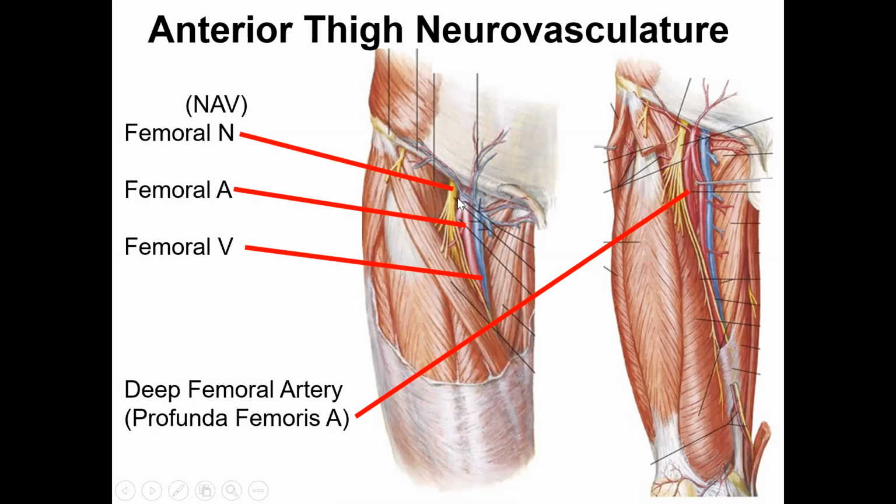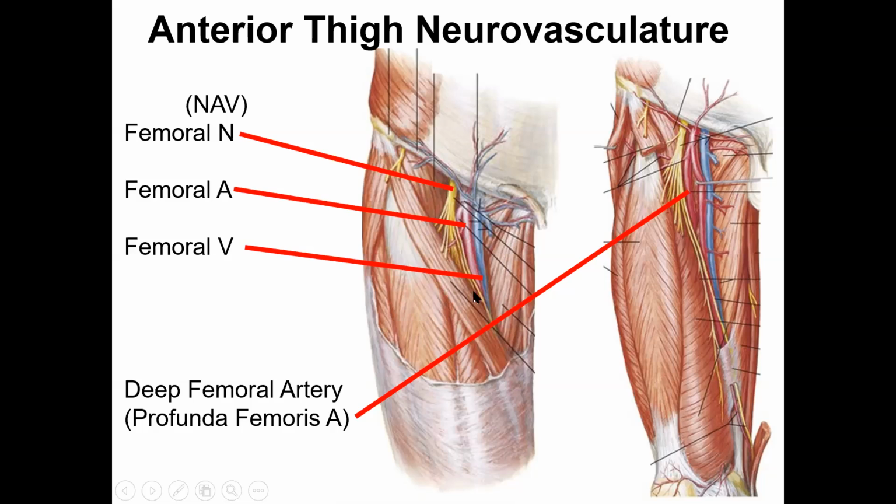So the femoral vessel and nerve are located in the groin region. The femoral nerve is going to innervate all of the muscles of the anterior thigh that we spoke about. So the quadriceps femoris muscle. And next to that is the femoral artery, which is also bringing blood supply to the anterior thigh. And then next to that is the femoral vein.